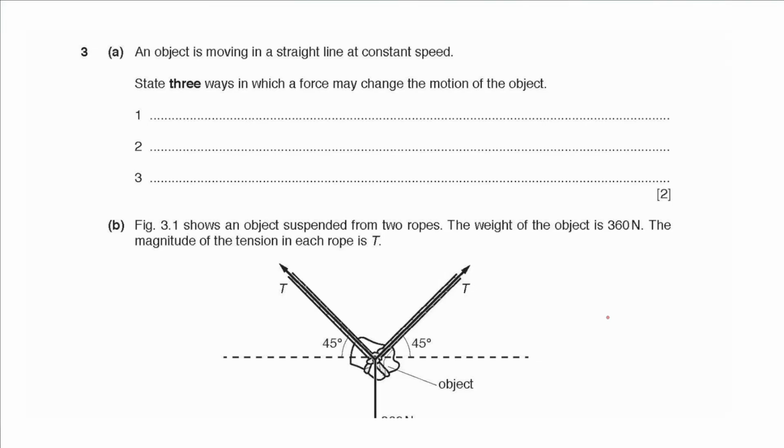State 3 ways in which a force may change the motion of the object. So the motion can either change as an acceleration or deceleration or changing direction. So we can say increase in speed or decrease in speed or change in direction. These are the options for changing the motion.